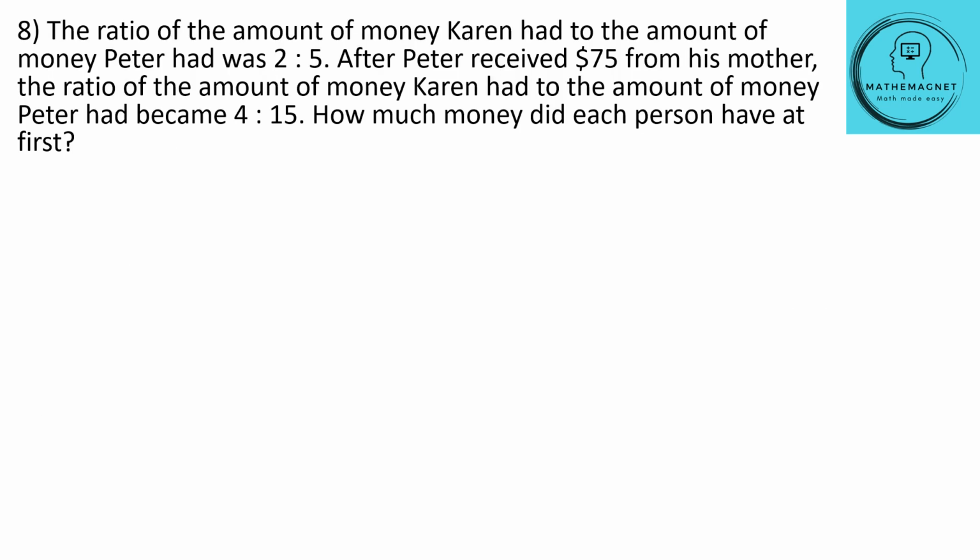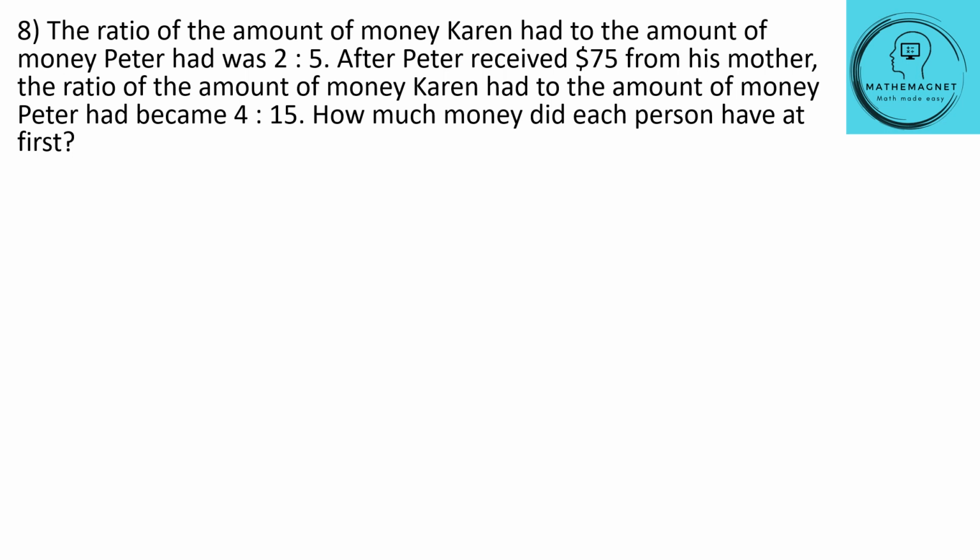Question number 8. The ratio of the amount of money Karen had to the amount of money Peter had was 2 is to 5. After Peter received $75 from his mother, the ratio of the amount of money Karen had to the amount of money Peter had became 4 is to 15. How much money did each person have at first?